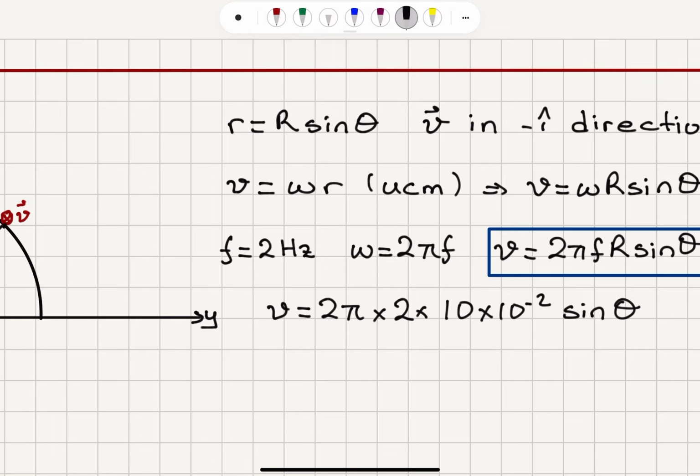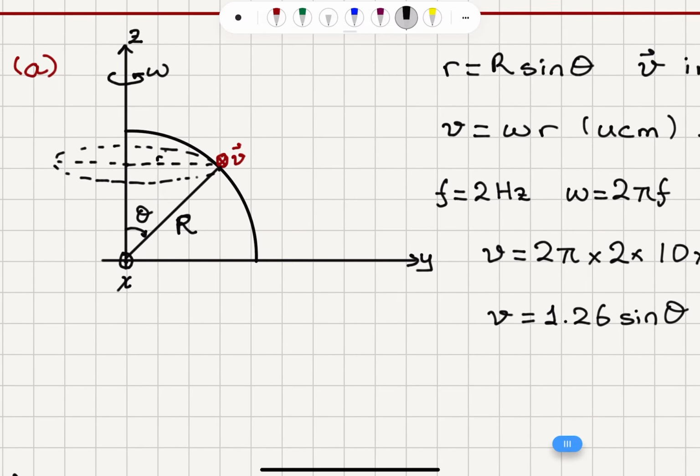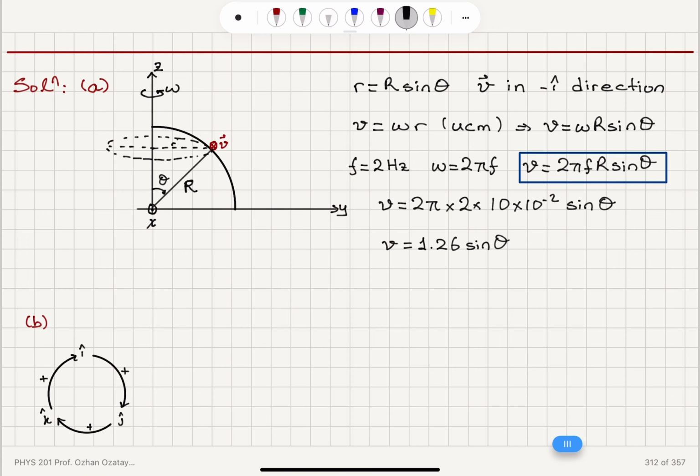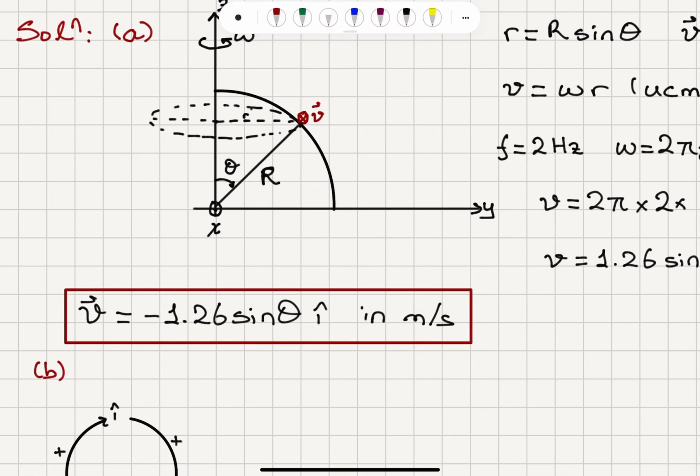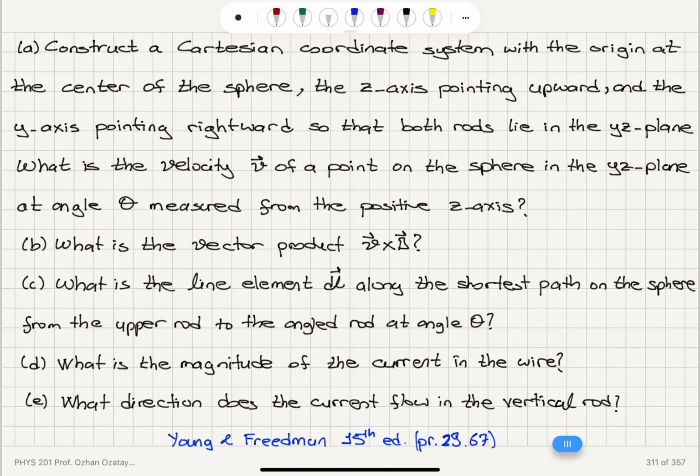So this gives us v is equal to 1.26 sine theta. So we find that the tangential velocity vector v is equal to minus 1.26 sine theta i hat. It's in the minus i hat direction, and it's in meters per second. So we have found the tangential velocity of a point on the sphere in the yz plane at an angle theta measured from the positive z-axis.